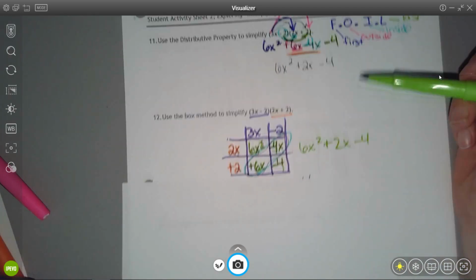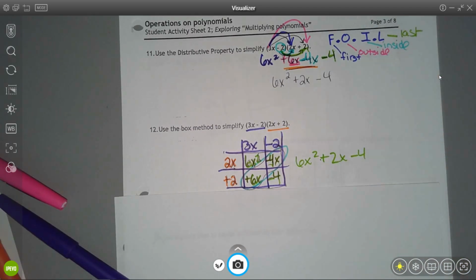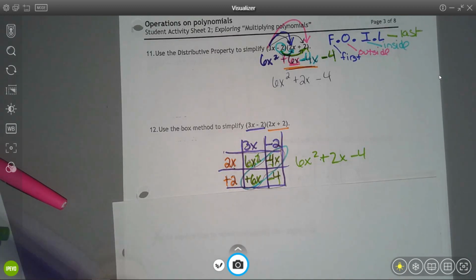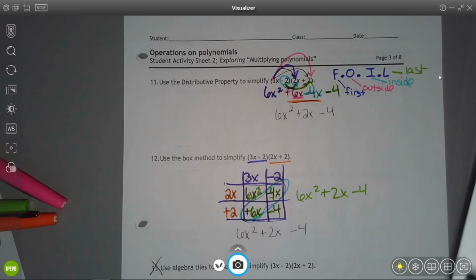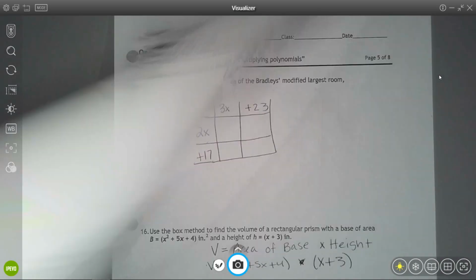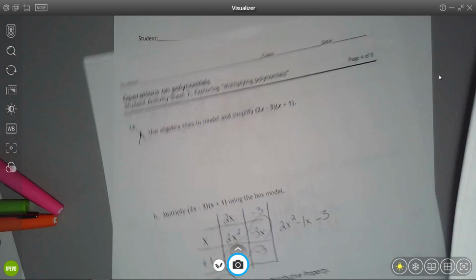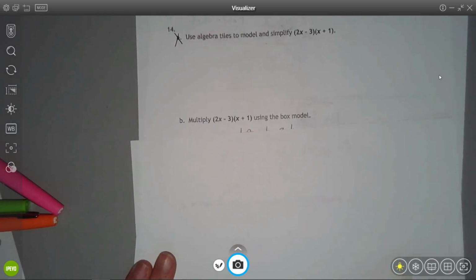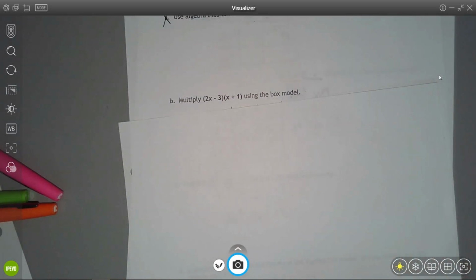Okay, so you can see between the two, they're the same exact ways of doing things, and you still get the same answer. We're going to skip number 13 and 14a. Let's go ahead and do the box method on this one.